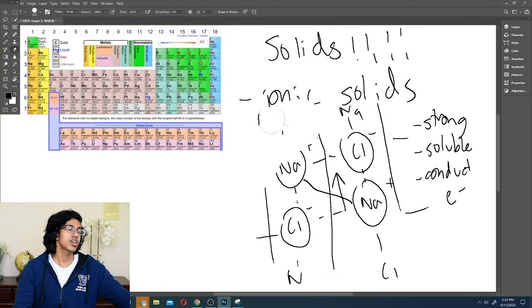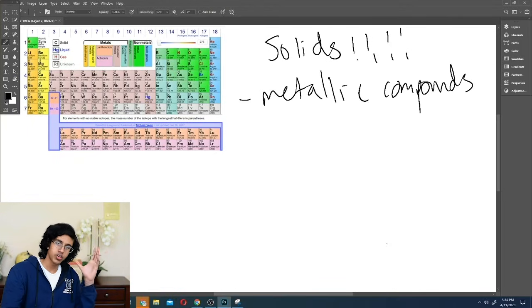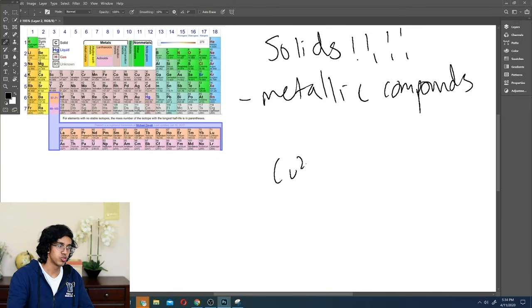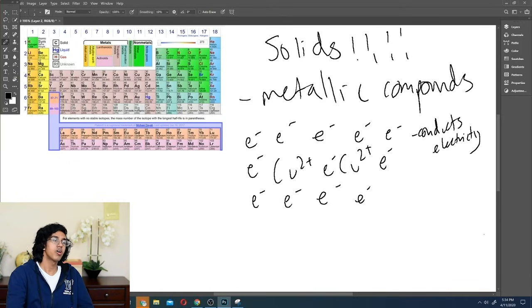Okay, now we got to talk about the last boys, the metallic compounds, okay? Now these guys are just basically anybody who has a sea of electrons, like your Cu2+, Cu2+, and then a bunch of e- floating around. Now the main thing that characterizes these guys is the sea of electrons I talked about, and the AP likes throwing around that phrase a lot. Okay, so properties of this: it conducts electricity very well. That's because all of these electrons are just moving around, so they could easily move charge from one place to another. They're not soluble because, have you tried dissolving a metal in water? It doesn't work. Not quite.